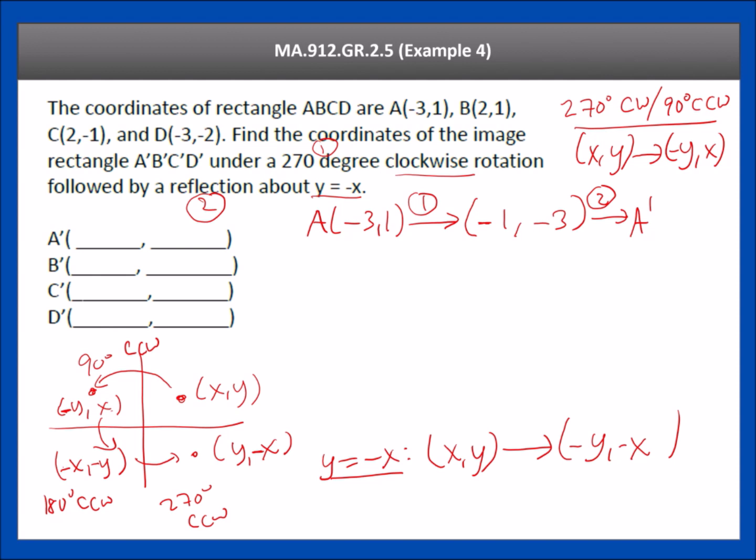So in that case, we are going to switch them again and then put negatives. But if I do that, this turns into a double negative, right? And so this turns into +3 and +1. So it's (3, 1).